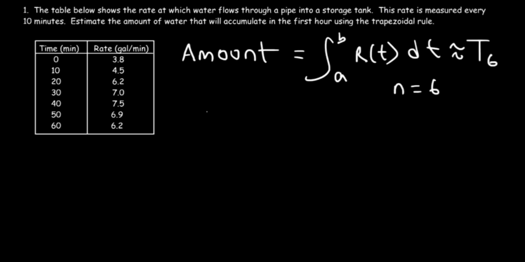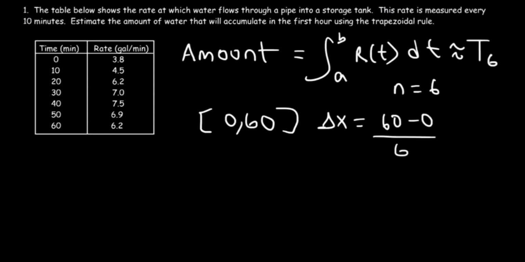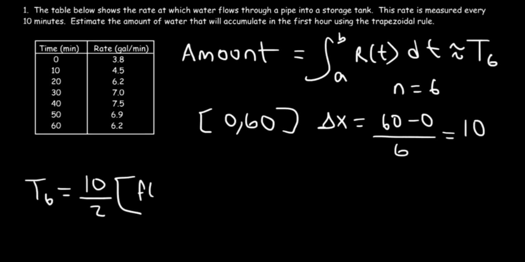So we have one of those accumulation problems. The amount that will accumulate is equal to the definite integral of the water flow rate as a function of t, dt. Now we don't have a function for r of t, so we have to estimate this value using the trapezoidal rule, and we have a total of 7 points, and so we have 6 intervals. So this is going to be t sub 6. So n is 6 in this example on the interval 0 to 60.